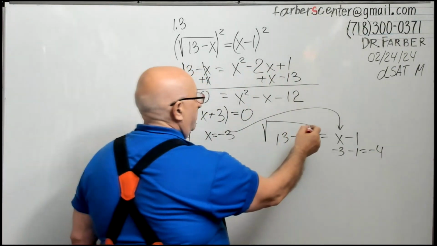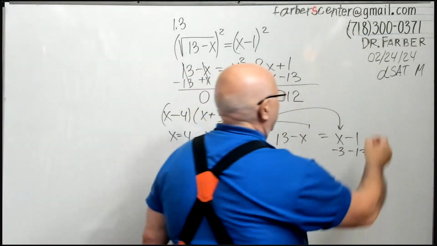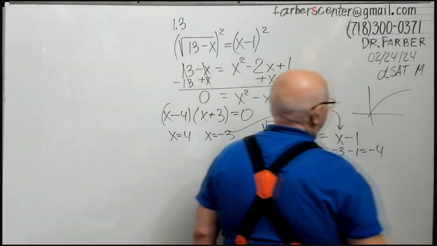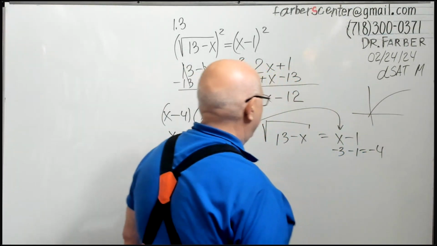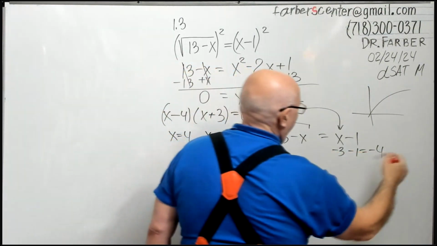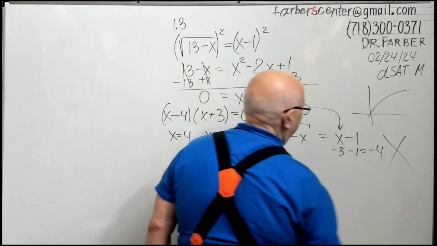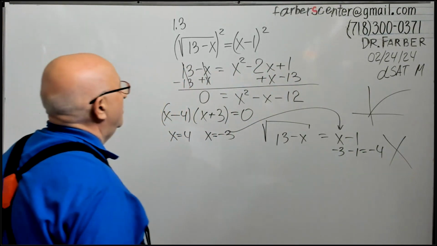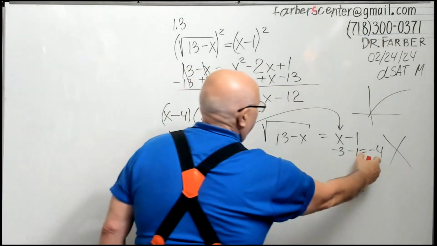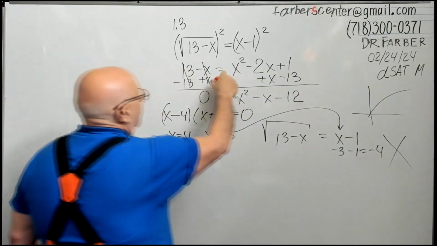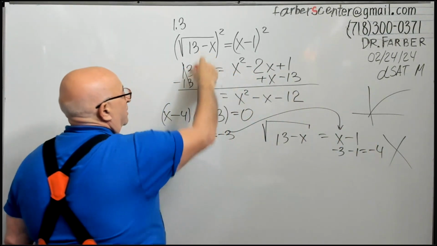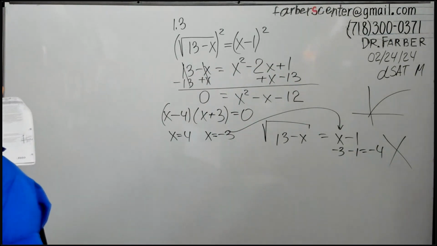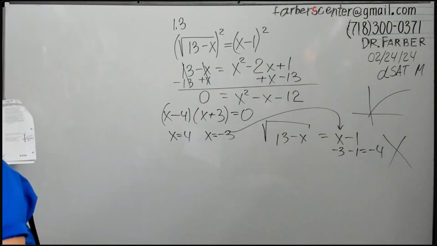A square root is never negative. If you have a graph of a square root, it goes like this. It's never negative. So negative 4 is an extraneous solution. It does not work. Why? Because x equals negative 3 gives negative 4 for this equation, not that equation, the original. Okay? So far, so good, students.